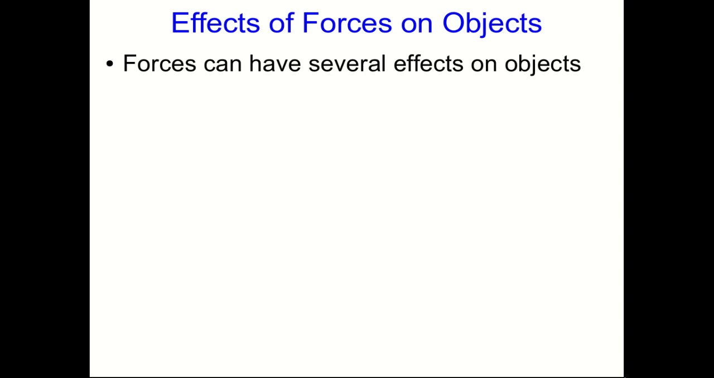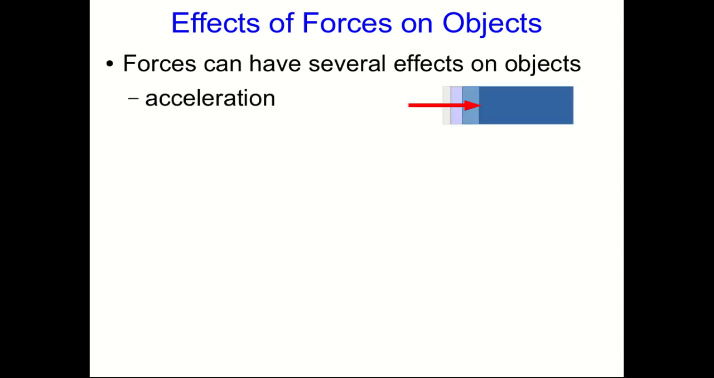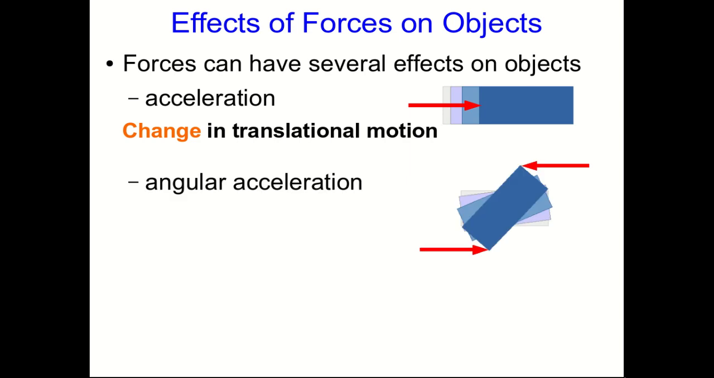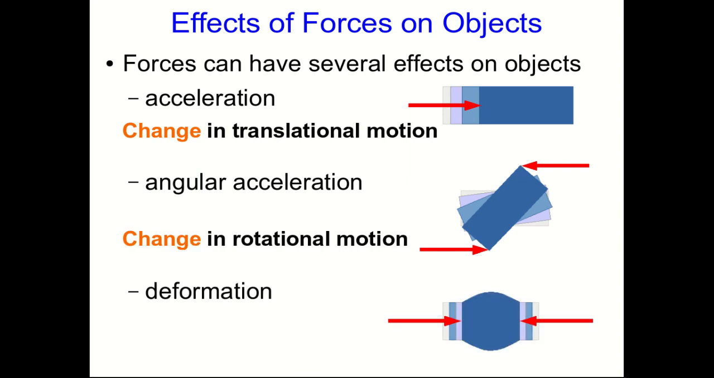One reason to understand translational equilibrium is to avoid being fooled in situations where objects aren't accelerating, even though there are many forces acting on them. And so it's good to look at what else forces can do to objects. We already know that forces can cause objects to change their velocity, or in other words, accelerate. And so that's a change in the translational motion of the object. But even when the vector sum of forces is zero, if the forces aren't lined up with each other, they can cause the object to accelerate angularly, or in other words, to change its rotational motion. Also, forces can cause objects to be deformed, which is a change in shape.